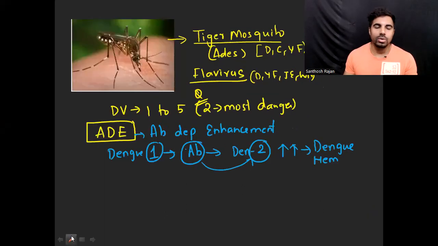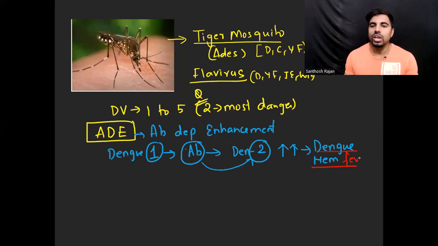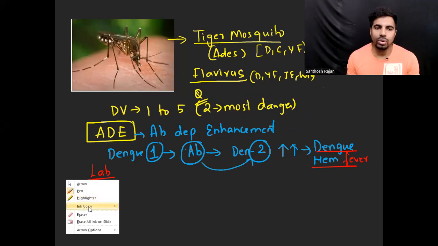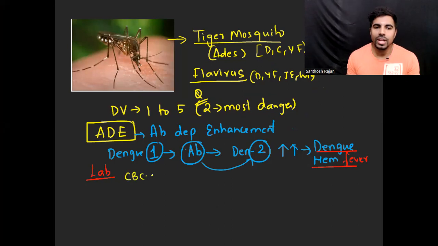I'm coming back to dengue hemorrhagic fever once again. What are the diagnostic features? Everything is related to platelets. When you talk about lab diagnosis, all are important, but the first most important thing is your platelet. You do a CBC, and the platelet count goes down.